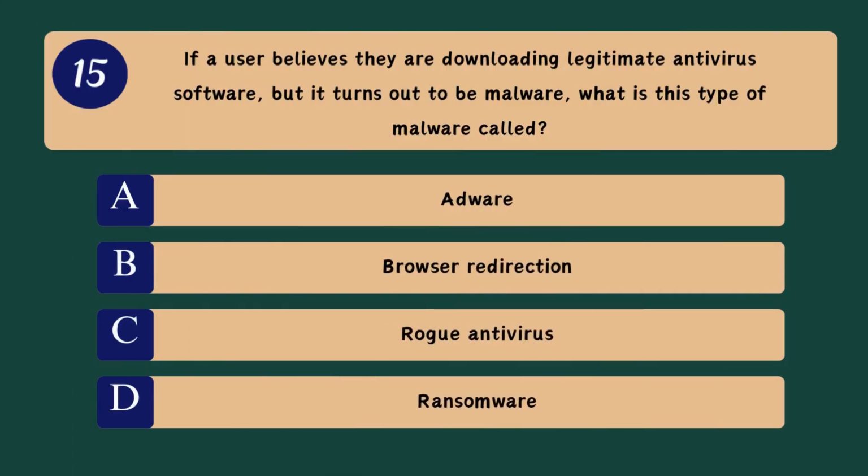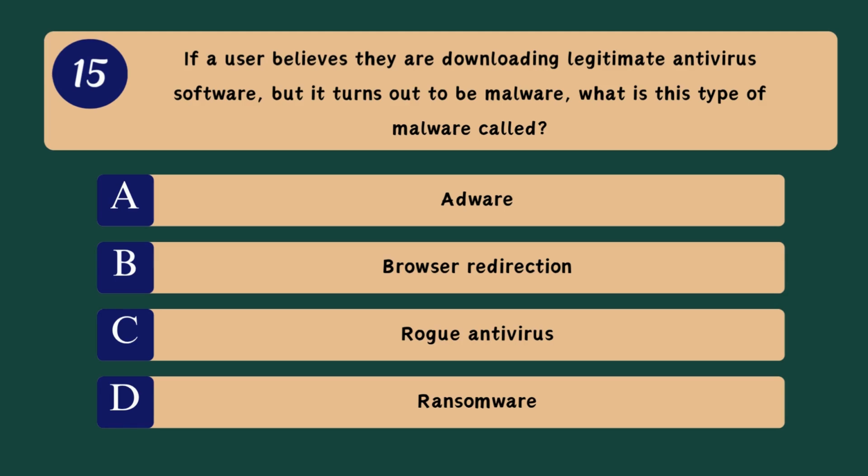Question 15. If a user believes they are downloading legitimate antivirus software, but it turns out to be malware, what is this type of malware called? A. Adware. B. Browser redirection. C. Rogue antivirus. D. Ransomware.